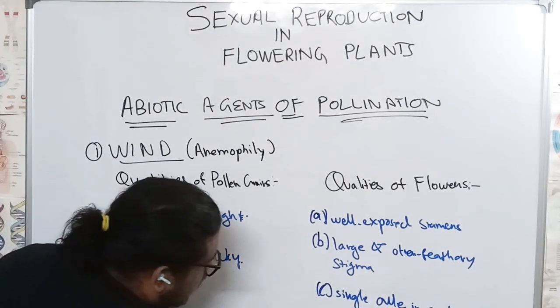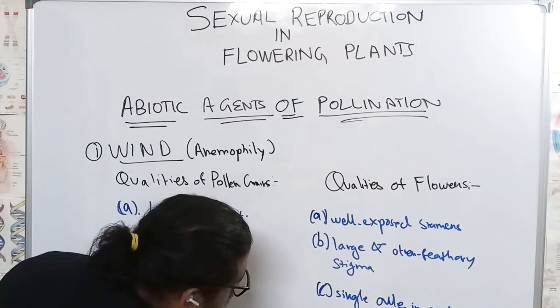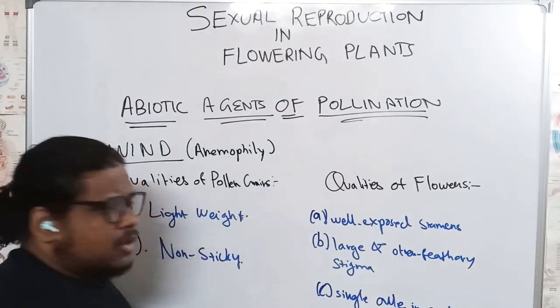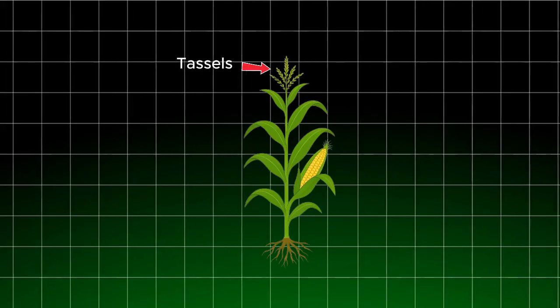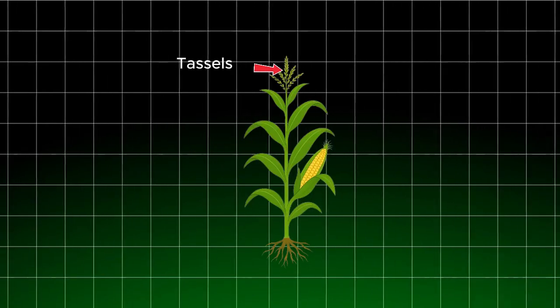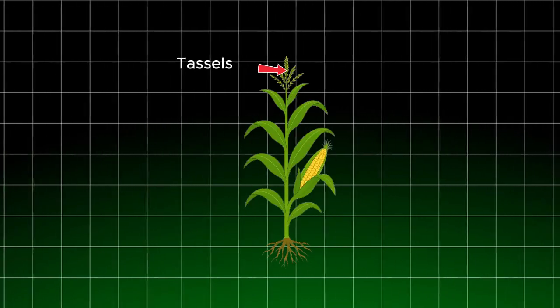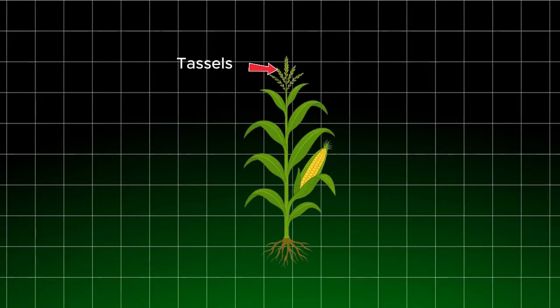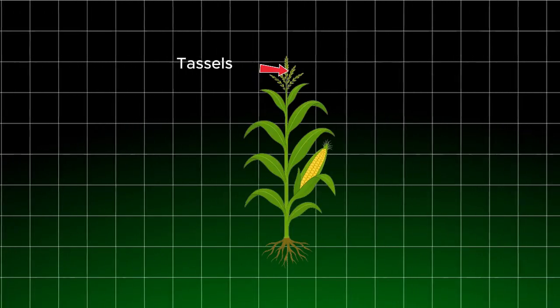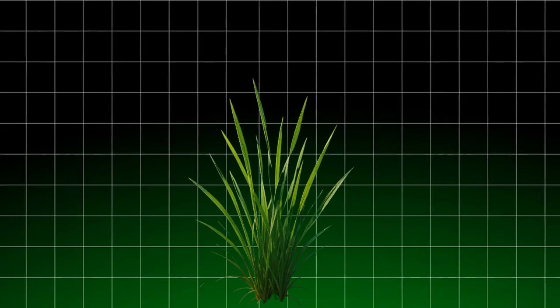One very important example is the corn cob. The corn we commonly eat is the corn cob. In this plant, in the corn cob there are tassels. And these tassels are nothing but the stigma and style, which are waving freely in the wind. They are waving freely to do what? To trap pollen grains. Another example is grasses.